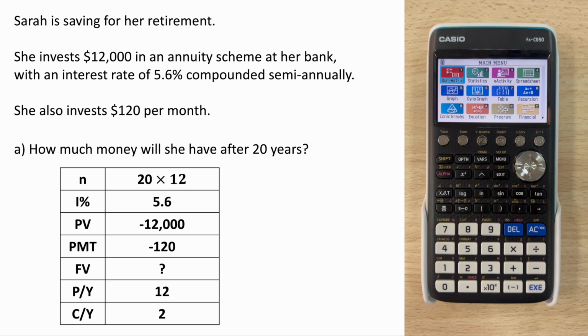The future value is what we want to know. The payments per year is 12, and it's compounded semi-annually, so we put C/Y is 2. Let's type that into the calculator.